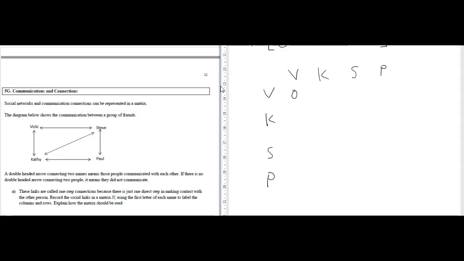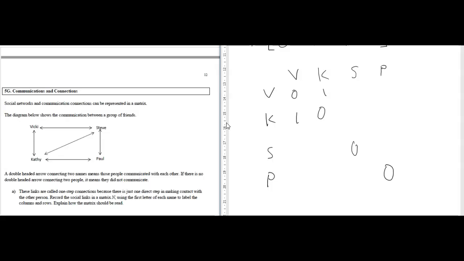All right, we're going to have zeros along the diagonal because, again, you can't really communicate with yourself. All right, let's go Vicky, and then we're doing 2 steps. So let's say Vicky couldn't communicate with Kathy directly, but she could go via Steve. She could go 1, 2. Okay, so let's say Kathy wasn't talking to Vicky directly, so Vicky might put a message through to Steve, and she can only do it that way. The only way she can get to Kathy is through Steve. So there's only one way she can do that. And because the arrows are double-headed, it's the same in reverse. Okay, so it's going to be symmetrical.